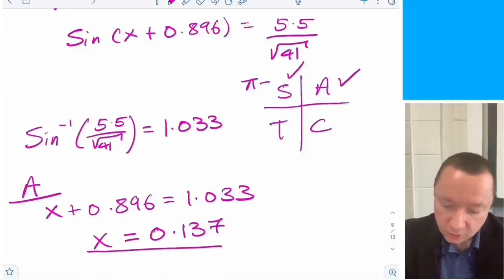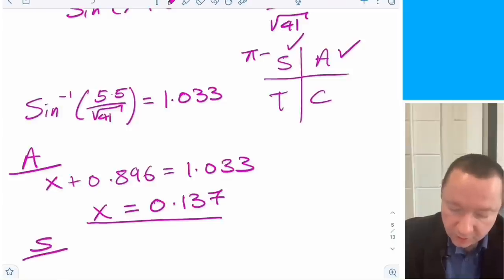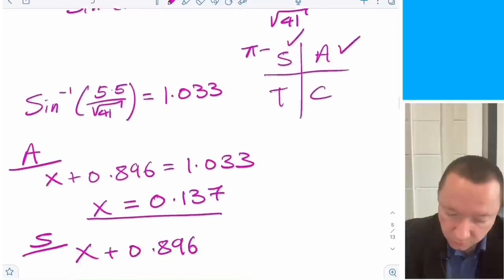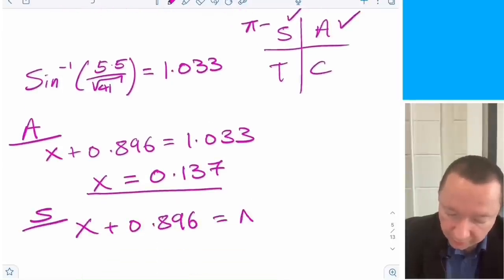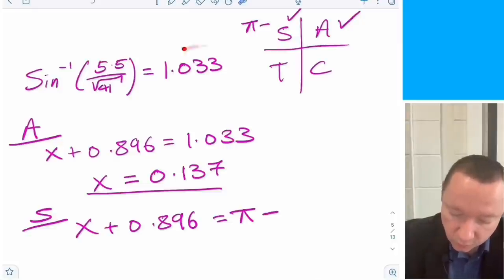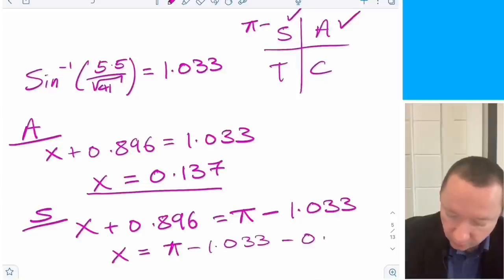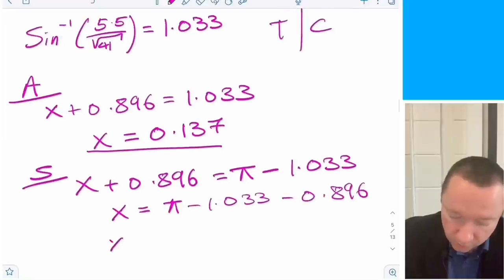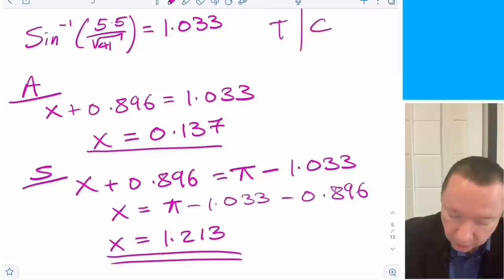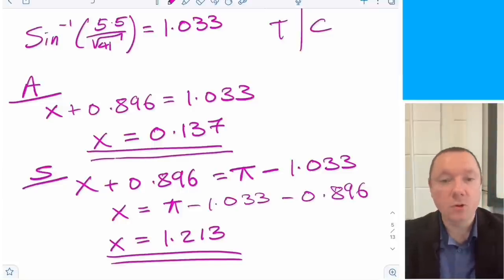Let's look at our second answer in our second quadrant. Remember, that means that we've still got x plus 0.896, because that's our whole angle, but that equals pi minus, remember it was 1.033. So x must be pi minus 1.033 minus 0.896, which gives us a second answer of 1.213. So we've got our two answers for x between 0 and 2 pi. Remember, I was working in radians there.